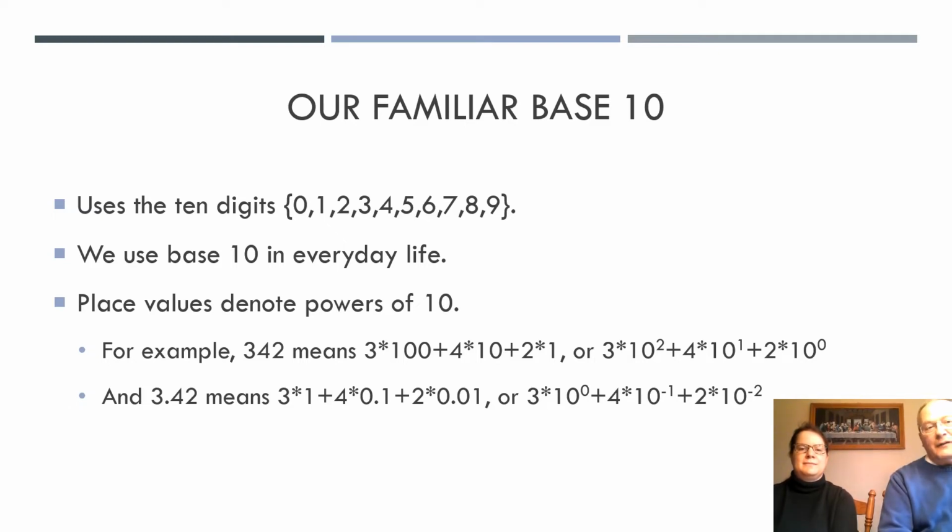And if you now have a number like 3.42, that means 3 ones plus 4 tenths plus 2 hundredths, or 3 times 10 to the 0 plus 4 times 10 to the negative 1 power plus 2 times 10 to the negative 2 power.